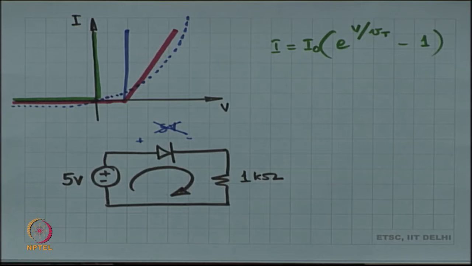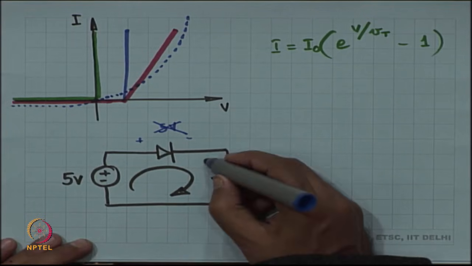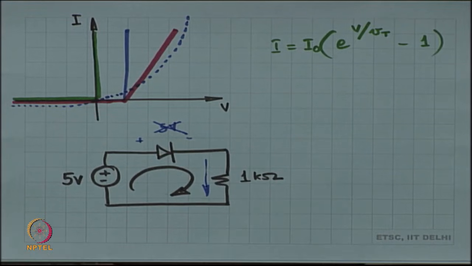The diode is on. If the diode is on, the drop across it is 0. If the drop across it is 0, then the current in the 1K is 5 milliamperes. Okay, done. This is method 1.